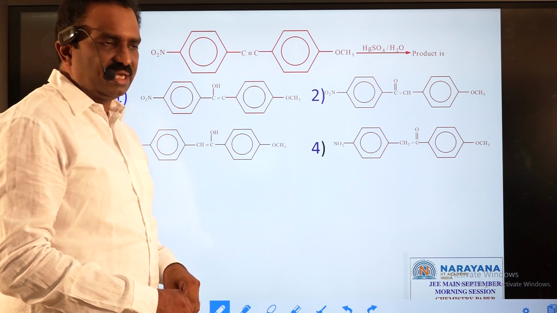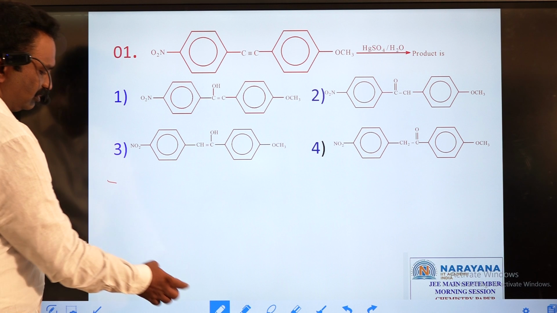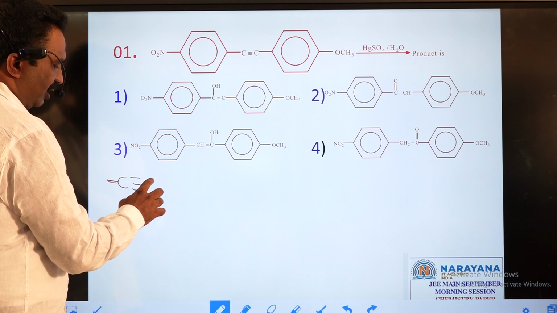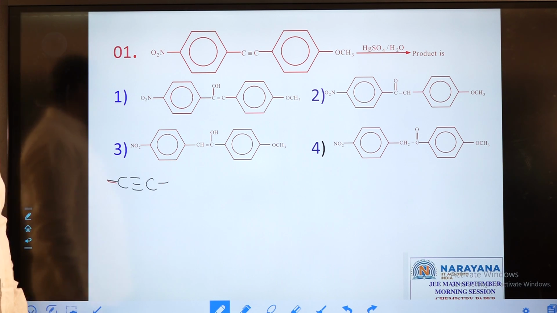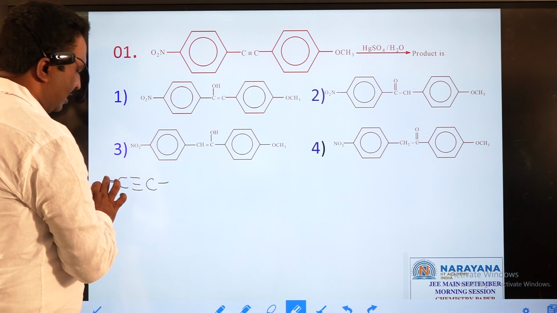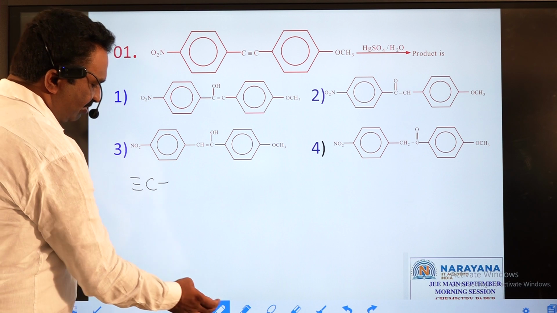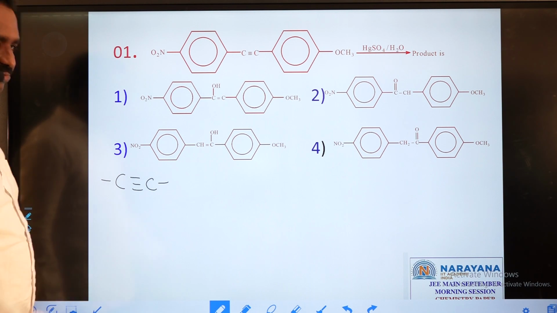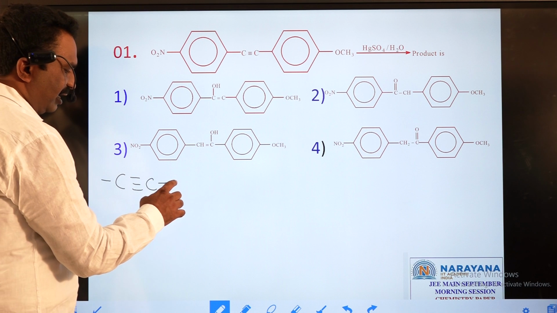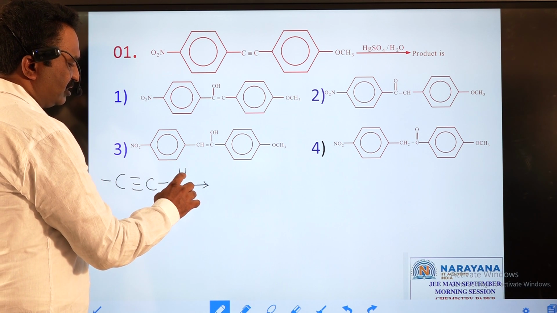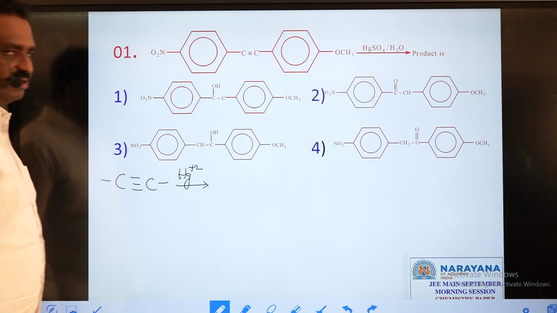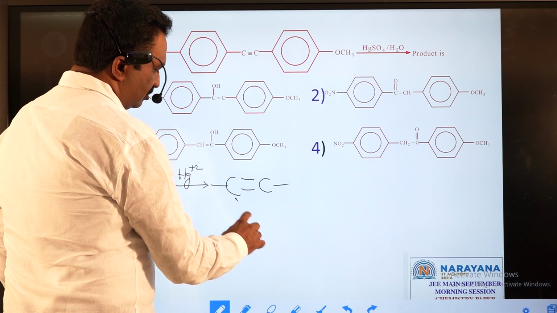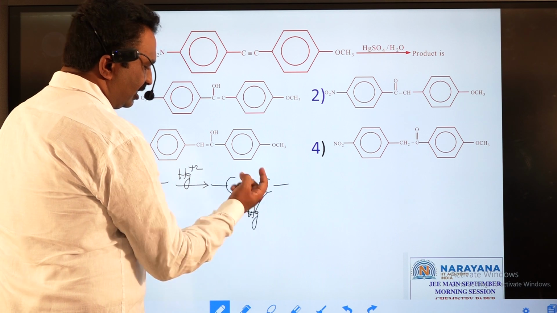That is the question. See, when there is addition of a group towards a triple bond, we know it is relatively less electrophilic. Because of less electrophilic character, the addition reaction for the triple bond takes place mainly in presence of a metal ion that catalyzes the reaction. In presence of Hg plus 2, first a transition state is formed with mercury ion.